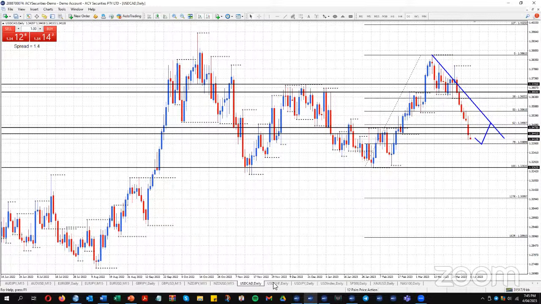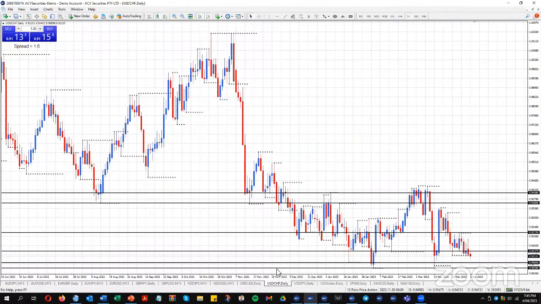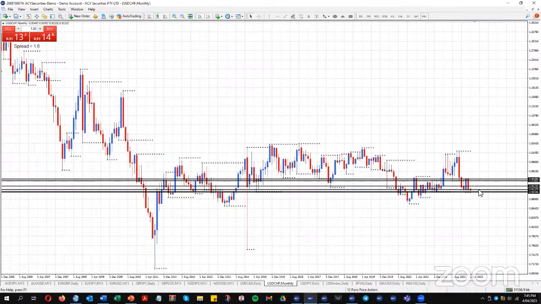Now, dollar franc. I've been discussing on the monthly chart, are we forming a double bottom down here?